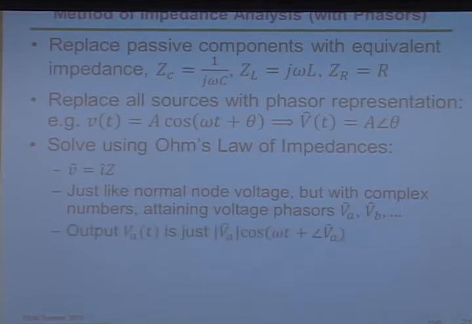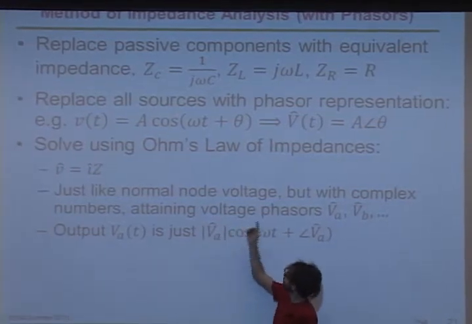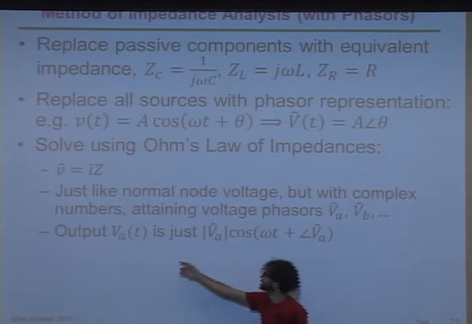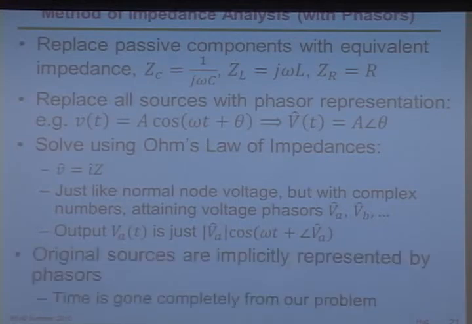Whenever we want to go back to the real world from phasor world, say we have a node voltage V_A hat, and we want to know what V_A of t is, it's just the magnitude of V_A hat times cosine of omega t plus the angle of V_A hat. All the original sources are represented by phasors, so time is gone completely and we don't have to worry about our functions. Throughout, there's just a set of numbers, so it ends up looking a lot like our DC analysis with resistors.